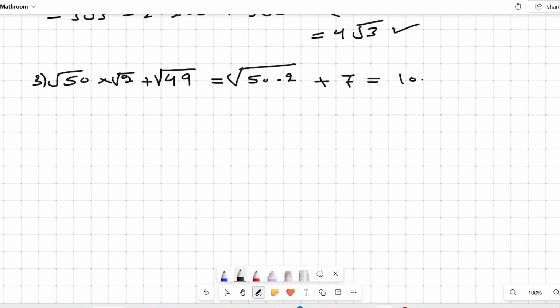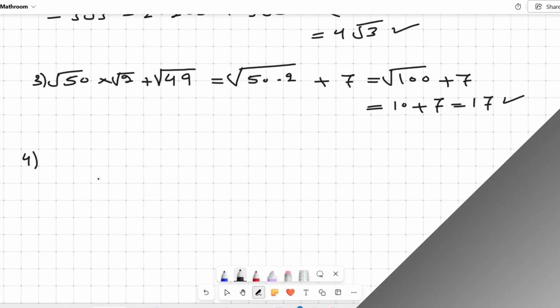50 times 2 is equal to 100. The square root of 100 plus 7. The square root of 100 is 10. 10 plus 7 is equal to 17. That's so easy. Question number 4.